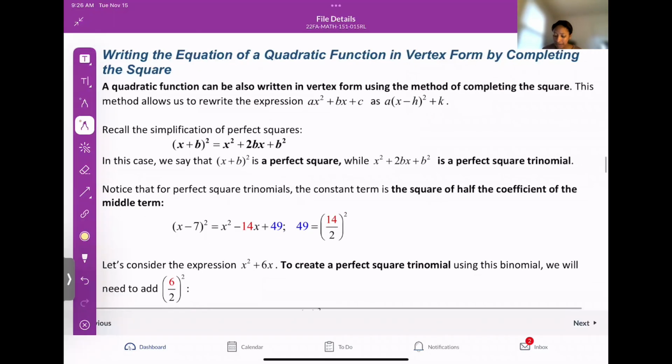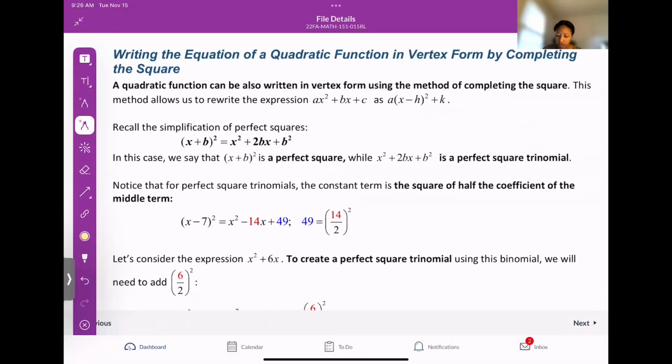All right. And the big topic, the last big one, writing an equation of a quadratic function in vertex form by completing the square. All right. What does completing the square mean?